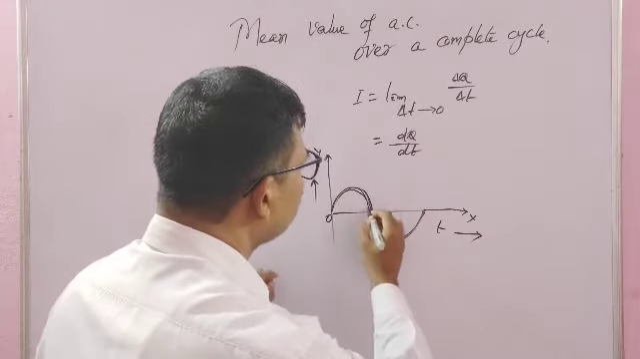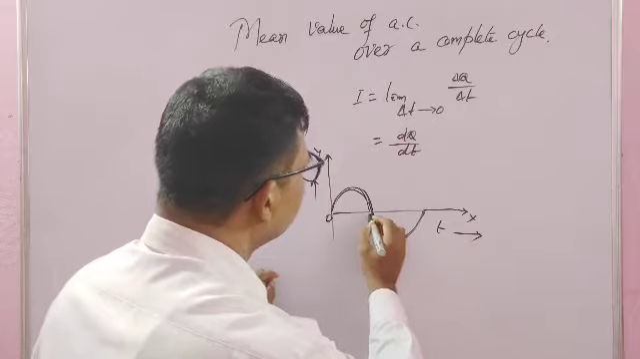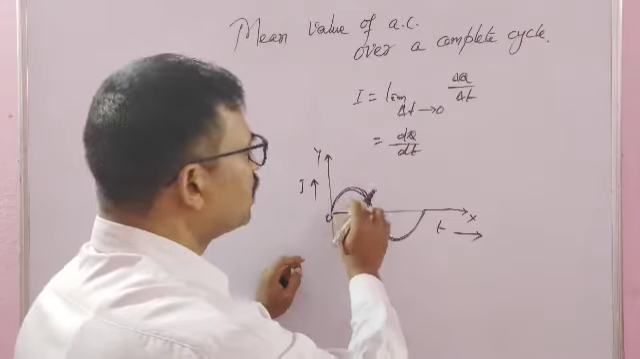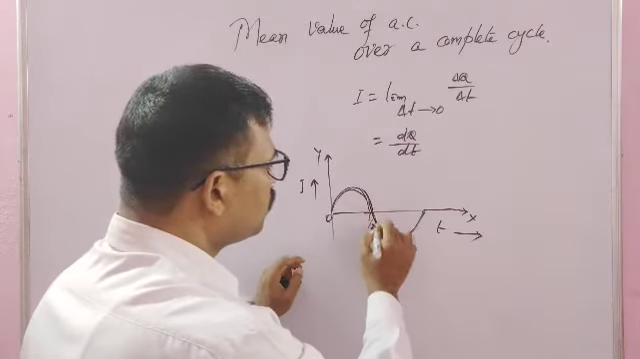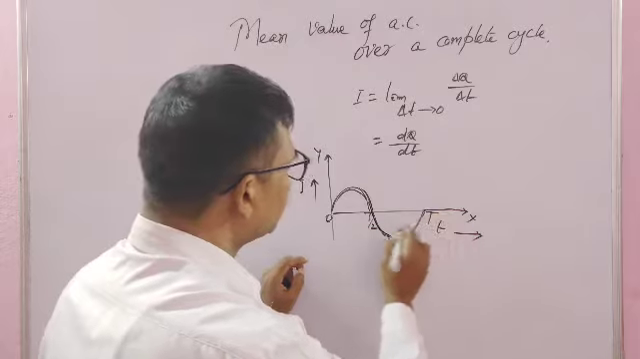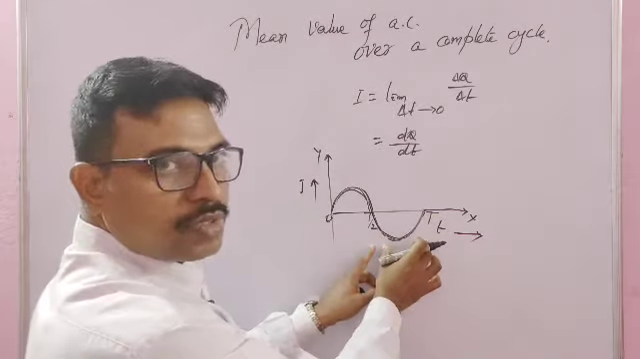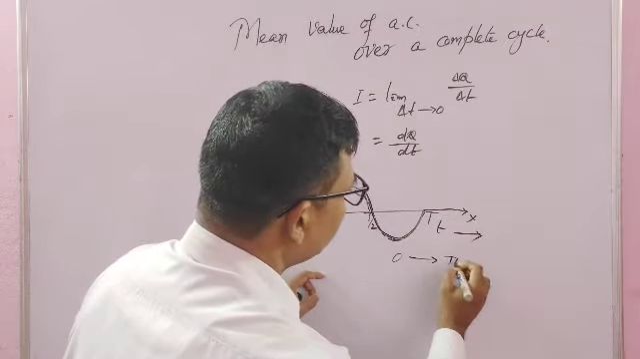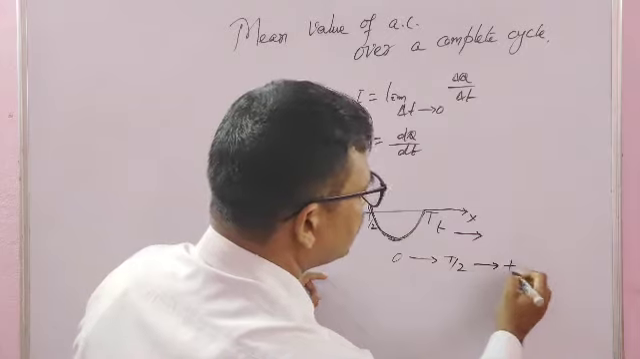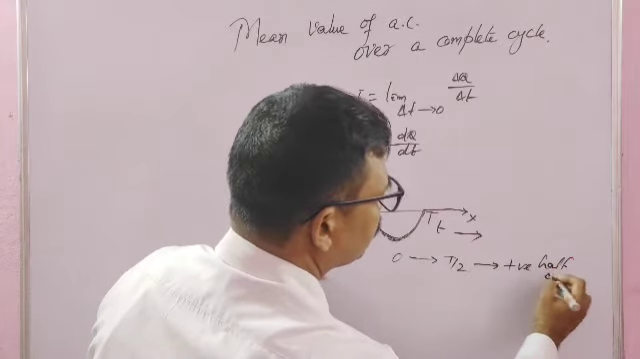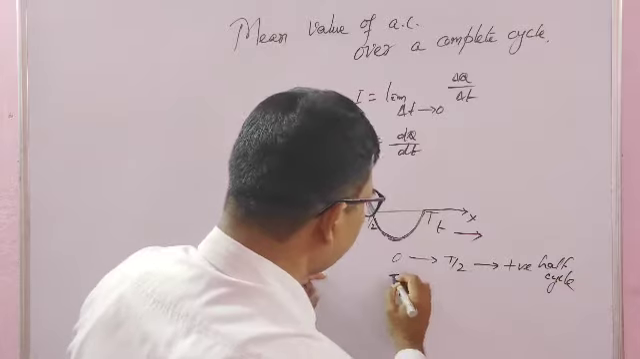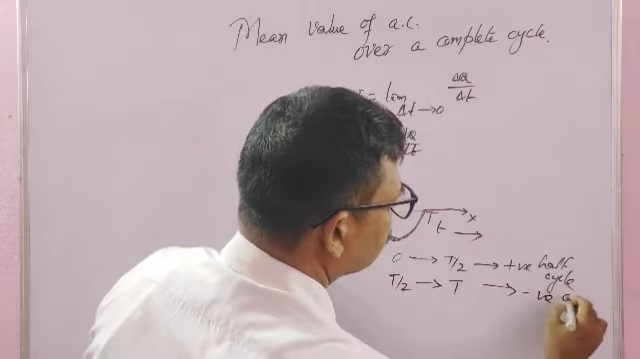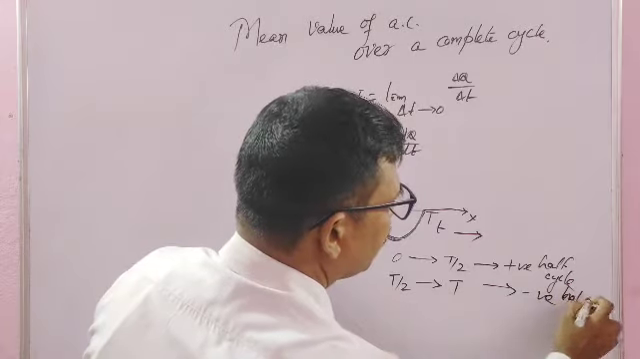So this is the positive half cycle, that means 0 to T by 2, it is above the axis. And this one is T by 2 to T. In case of the positive half cycle, the limiting value is 0 to T by 2. But in case of the negative half cycle, the limiting value is T by 2 to T.